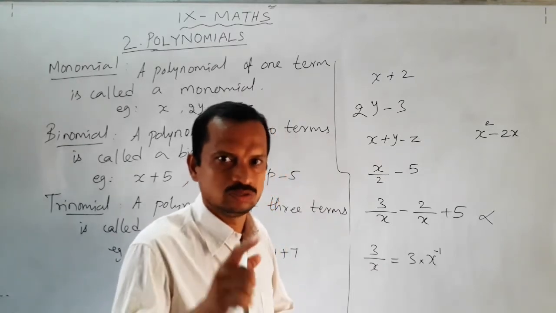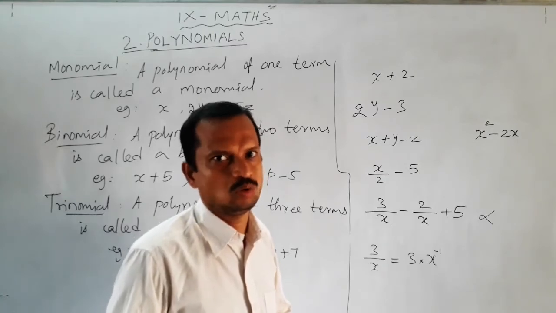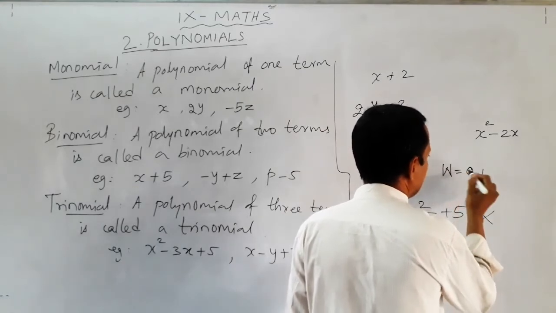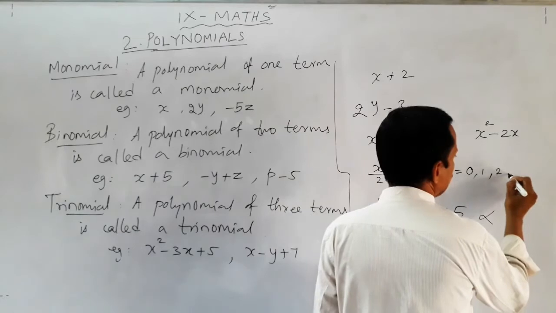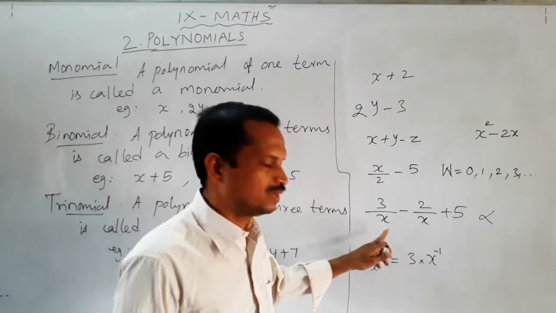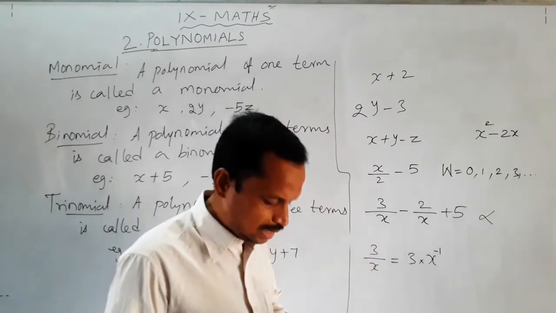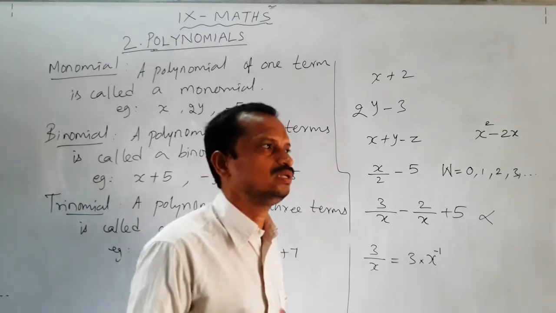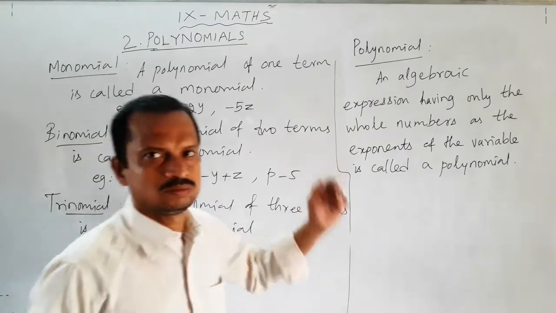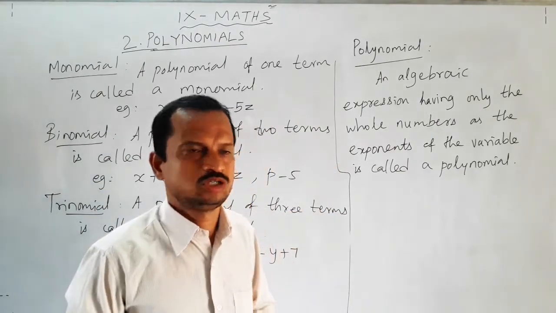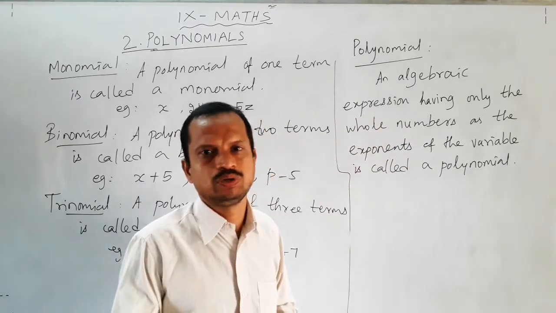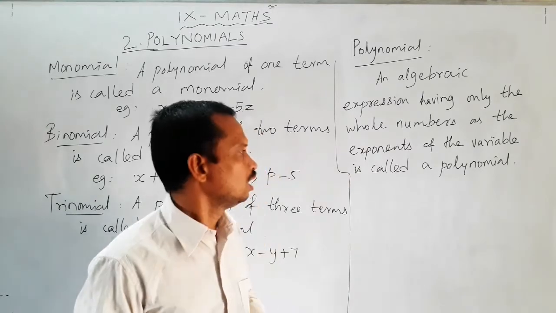Whole numbers means 0, 1, 2, 3, and so on. The whole numbers are denoted by the capital letter W. So the exponent of the variable should be a whole number. Then only that algebraic expression is called a polynomial. This is a simple way. Clear? Now, a simple definition for polynomial: an algebraic expression having only whole numbers as the exponents of the variable is called a polynomial.